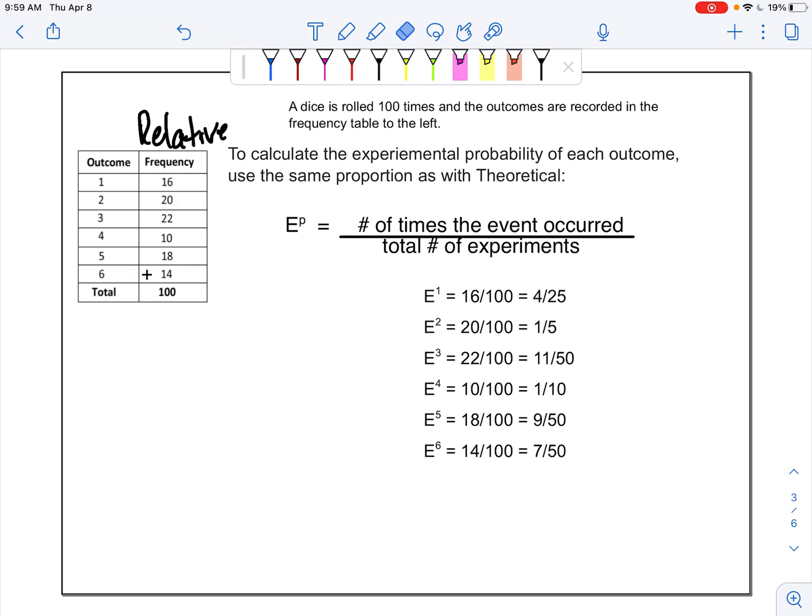So when you write them as an experimental probability, you're going to put the relative frequency over 100, because 100 was how many times the experiment was conducted. Remember, you always need to reduce down your fractions. So 16/100ths reduces down to 4/25ths, 20/100ths reduces down to 1/5, and so on.